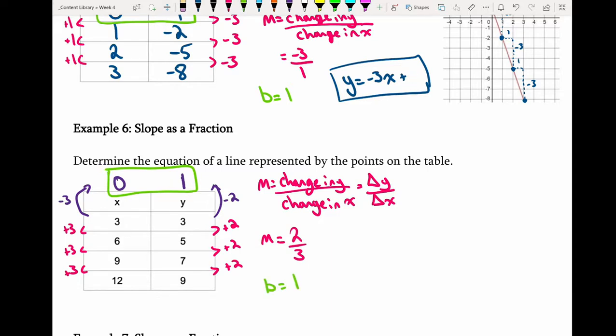Oops, forgot to change it in the last one. That should actually be a 1. So if I put this all together, y equals 2 over 3x plus 1. This is my equation of the line.